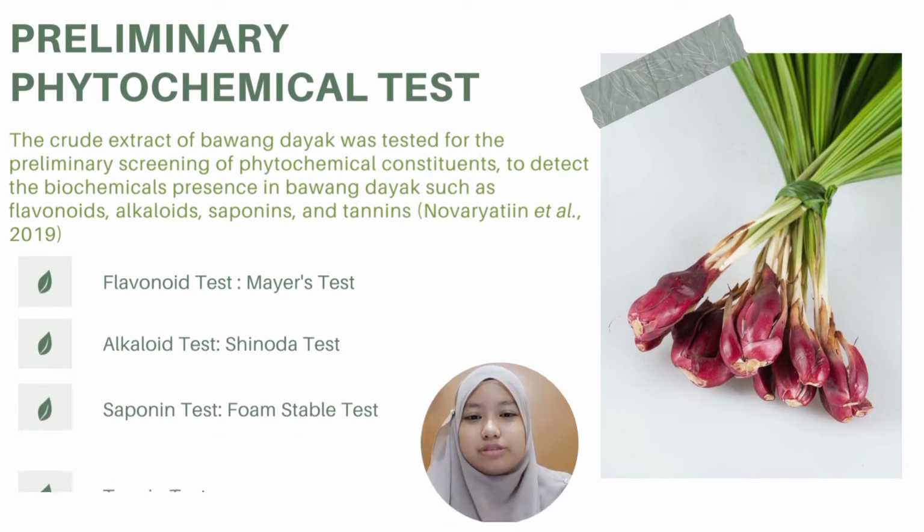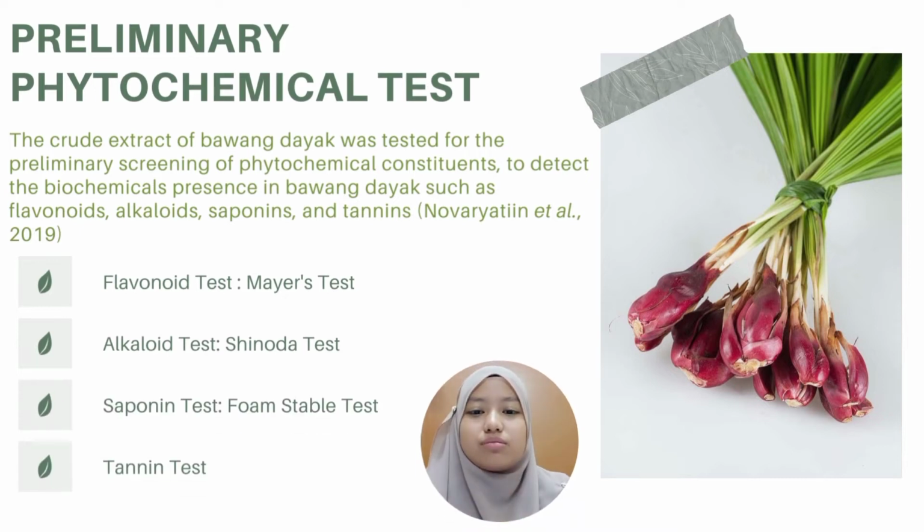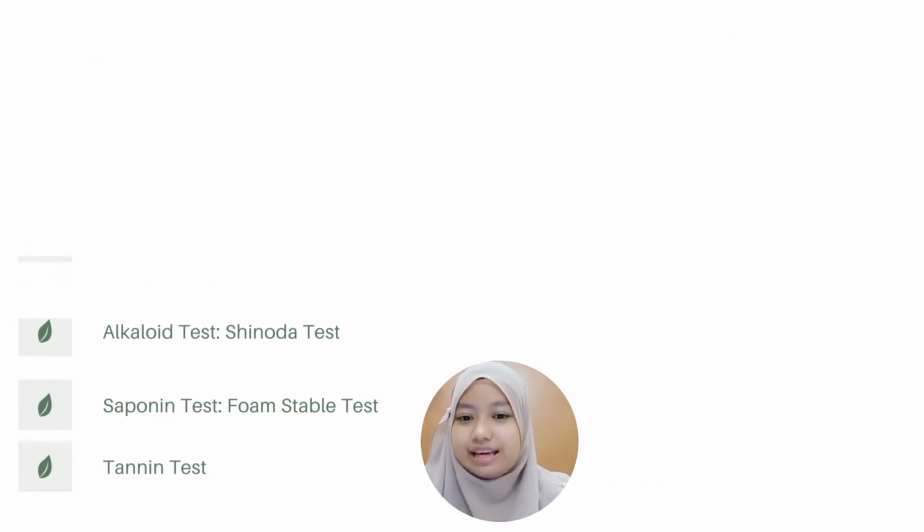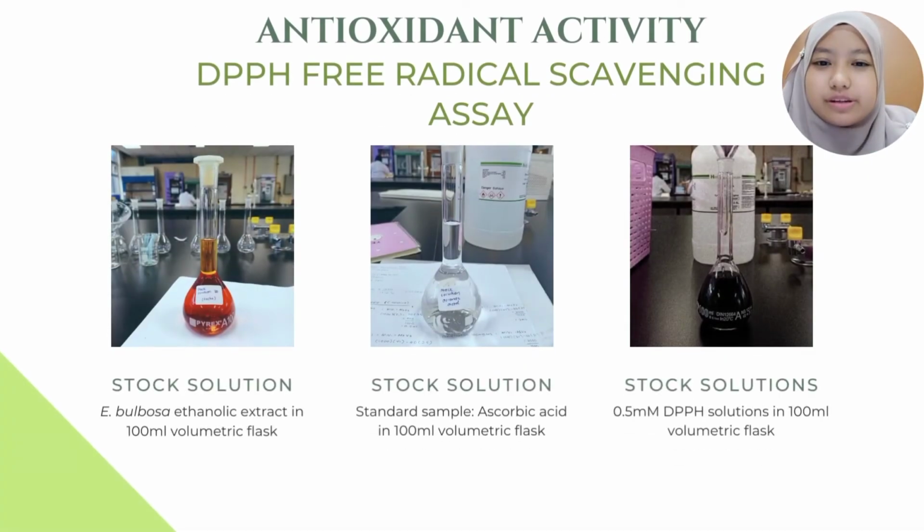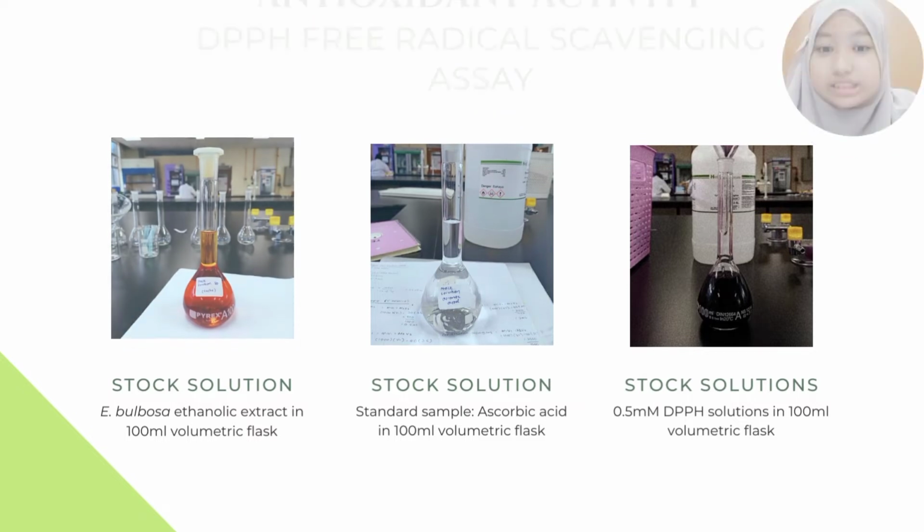For preliminary phytochemical tests, there are 4 biocompounds to be tested, which are the Mayer test for alkaloid, the Shinoda test for flavonoid, the foam stability test for saponin, and the tannin test. For the DPPH free radical scavenging assay under antioxidant scavenging assay, it needs 3 stock solutions to be prepared, which are bulbosa ethanolic extract, ascorbic acid, and 0.5 ml DPPH solution in a 100 ml volumetric flask each.